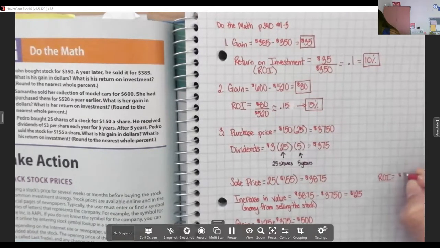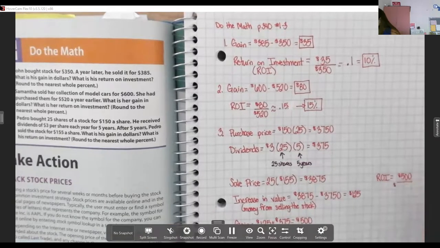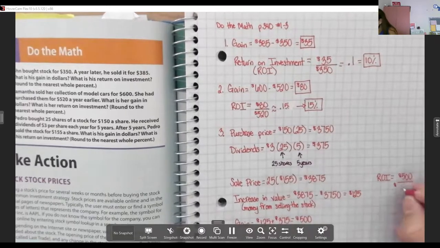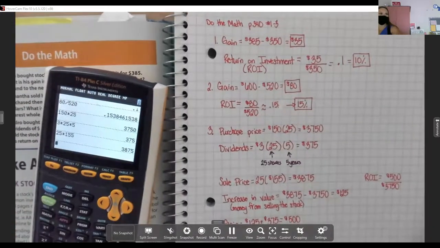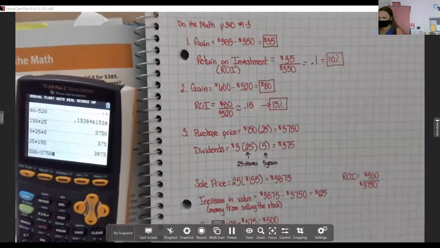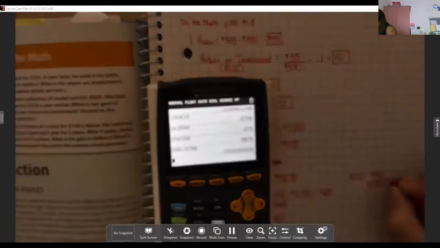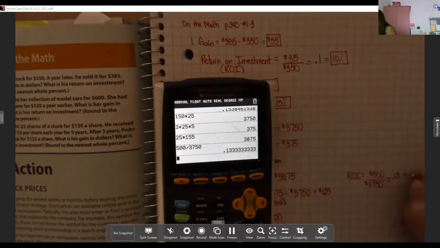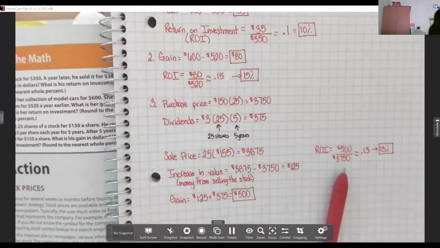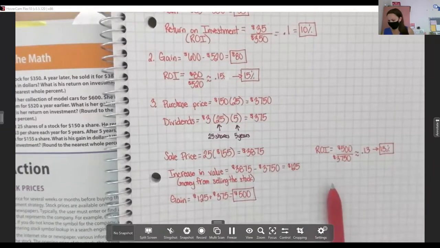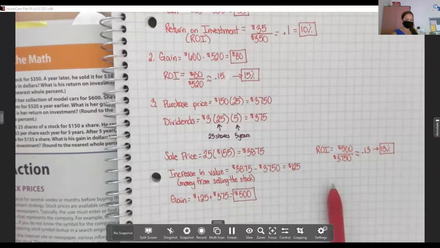So his ROI is the 500 he made divided by the amount of money he spent to buy it. So the $3,750. So 500 divided by 3,750 is about 0.13 or 13%. Sorry, move that out of the way. Any questions on that math? Okay.